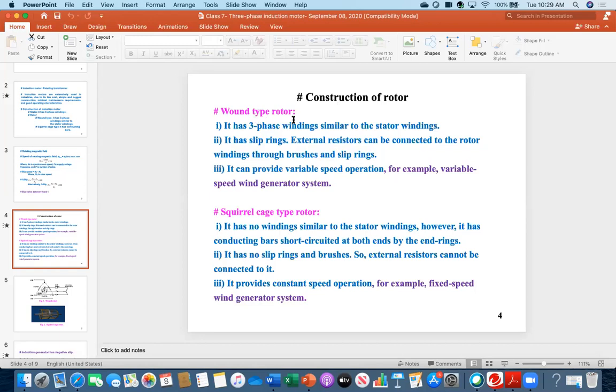Construction of rotor, wound type. It has 3-phase winding similar to stator. It has slip rings that you noticed. External resistors can be connected to the rotor winding through brushes and slip rings. It can provide variable speed operation. For example, variable speed wind generator system.